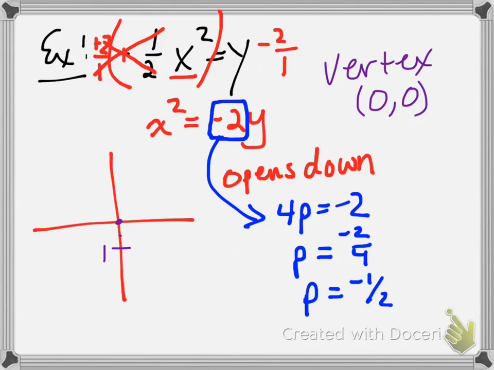And then if you multiply that p by 2, then that tells you how far to go in each direction. So ignore the positive or negative part of it. We just need to know the distance. So if we take 1/2 and we multiply that by 2, 1/2 times 2 is 1. So I'm going to go 1 unit in each direction.